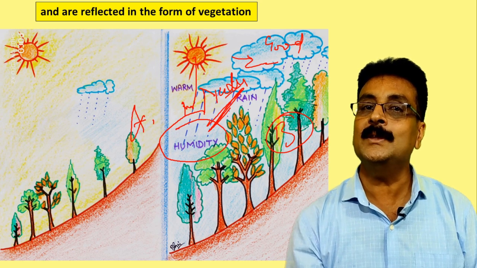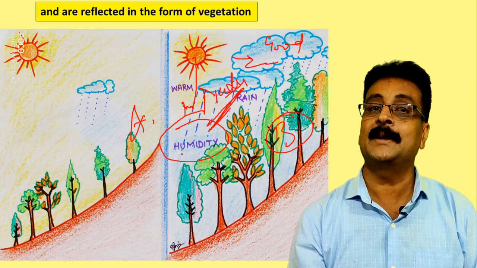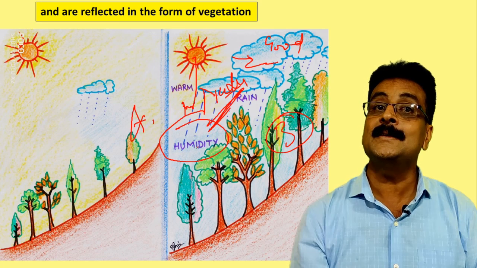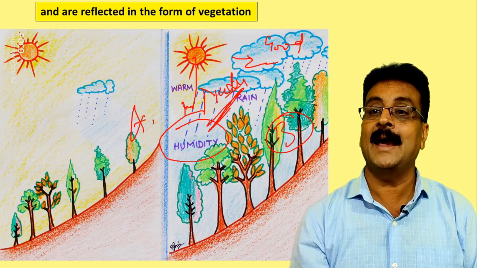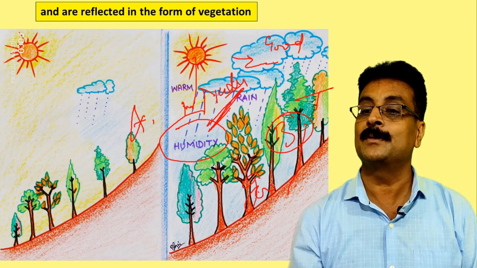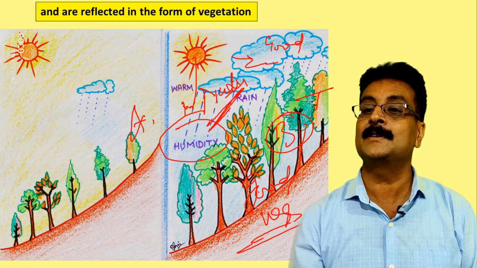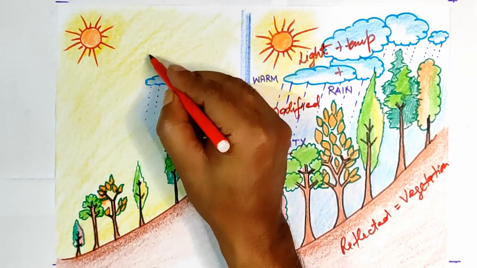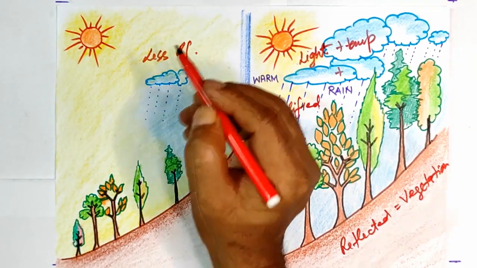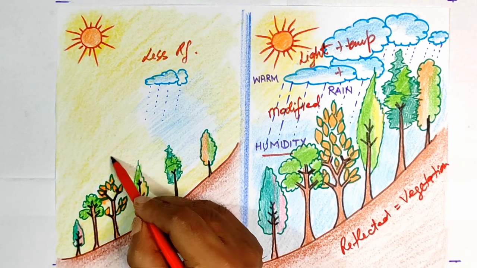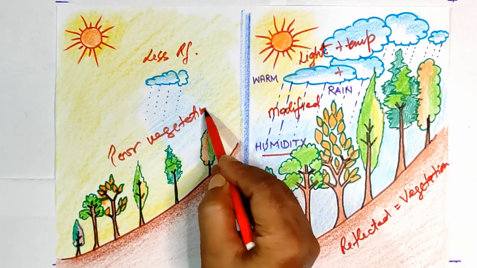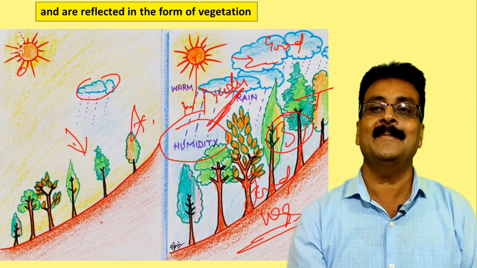Okay, so all these climatic factors interact among themselves jointly, not individually, and these modify the climate and are reflected in the form of vegetation. You see, very good vegetation is reflected. On site A, we have very less rainfall, high temperature, with less humidity, so aridity is more, and this is reflected in the form of vegetation. Vegetation is very poor here. So this is called bioclimate.